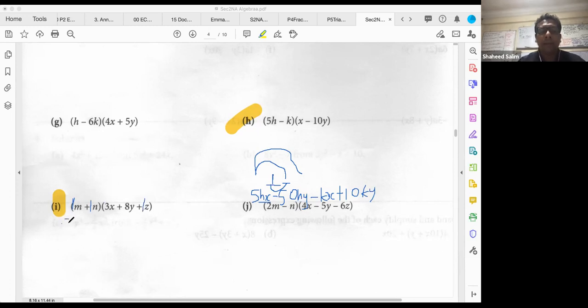So what is it? Number times number. 1 times 3, 3. M times X, MX. That's the first one. 1 times 8, 8. M times Y, MY. Now, what about the sign? Plus and plus. Don't write minus. It's plus. Careful. Next one. 1 times 1, 1. M times Z, MZ. Plus times plus, plus.